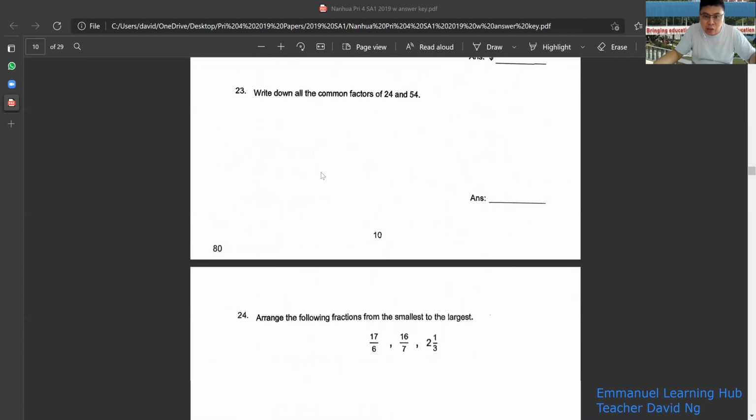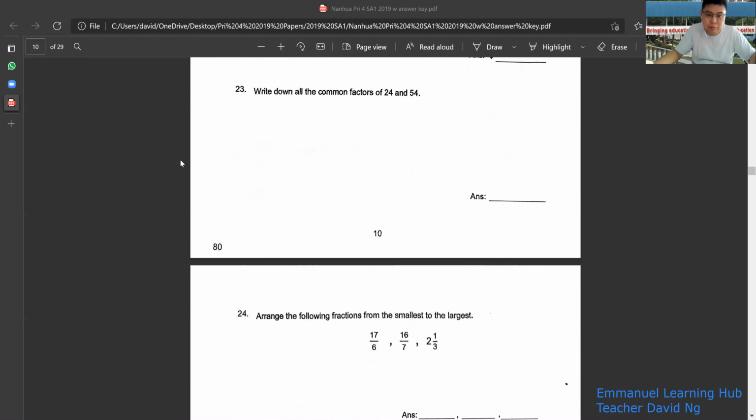Okay, you try common factors of 24 and 54. What does it mean? You know what are factors, right? Okay, you list down the factors of 24. Then after that, you list down all the factors of 54. Then you tell me which ones are the common factors.